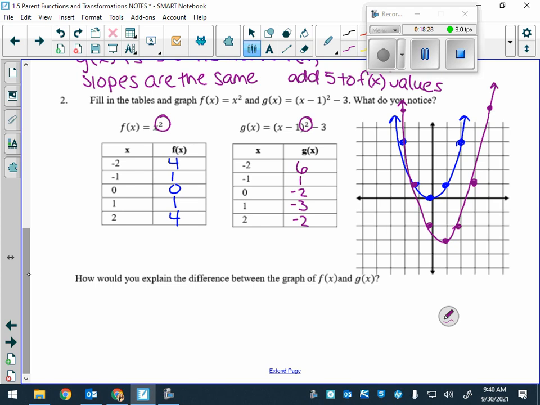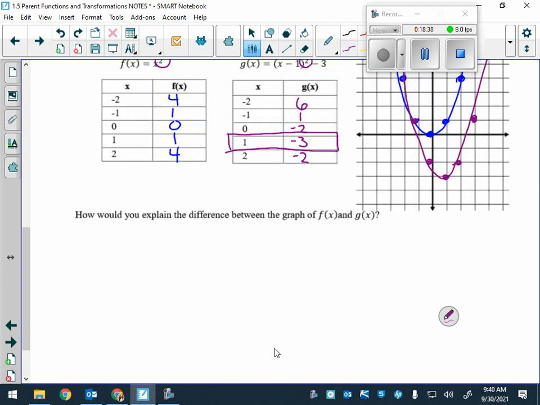Okay, what is the vertex? Good. So our vertex is (1, negative 3). Excellent. It's the lowest turning point. Okay, so if I know my vertex is (1, negative 3), how did it move to get there? What direction? What happened? How did I go from (0, 0) to (1, negative 3)? What are some movements this graph made?